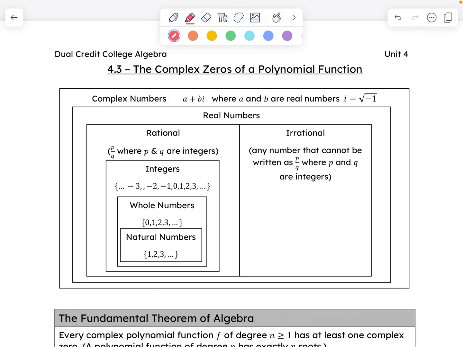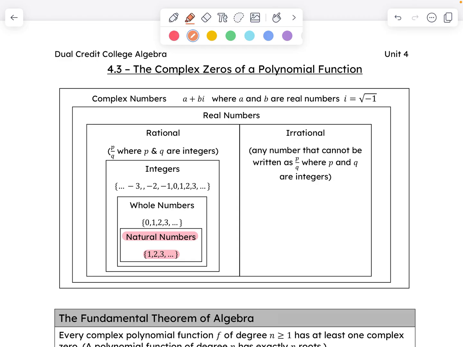Hey guys, today we are going to talk about the complex zeros of a polynomial function. So first, we're going to talk about what our different types of numbers are so we can remember what complex numbers are. The first type of numbers are the natural numbers. The natural numbers start at 1 and they're the numbers that we count by. So 1, 2, 3, 4, 5, so on and so forth.